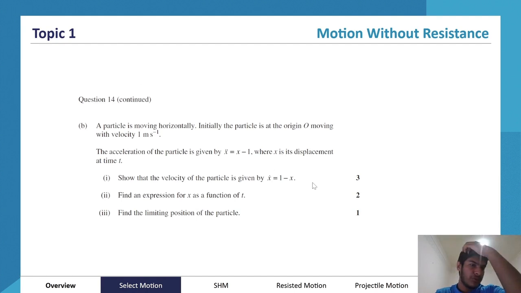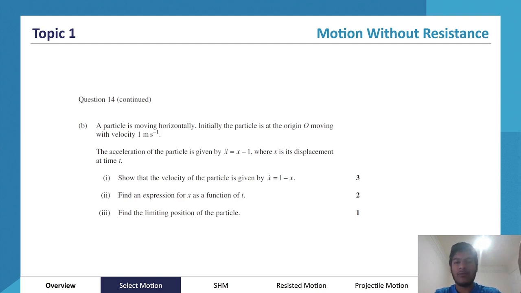Okay, moving on to the next question. We have a particle moving horizontally. Initially the particle is at the origin, O, moving with a velocity of 1 meter per second. The acceleration is given by x double dot equals x minus 1, where x is its displacement at time t.